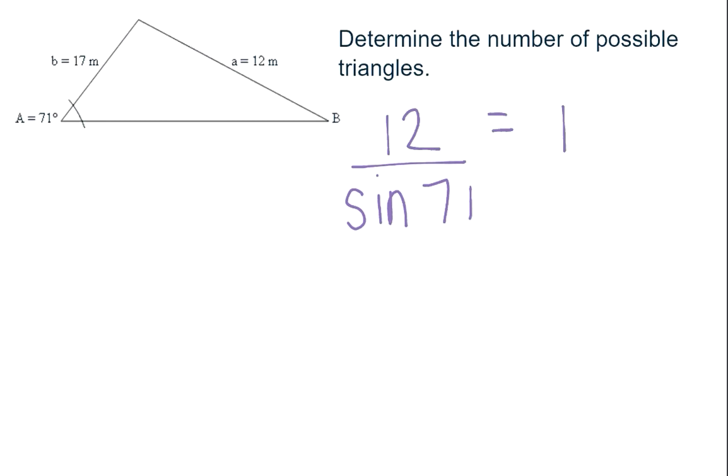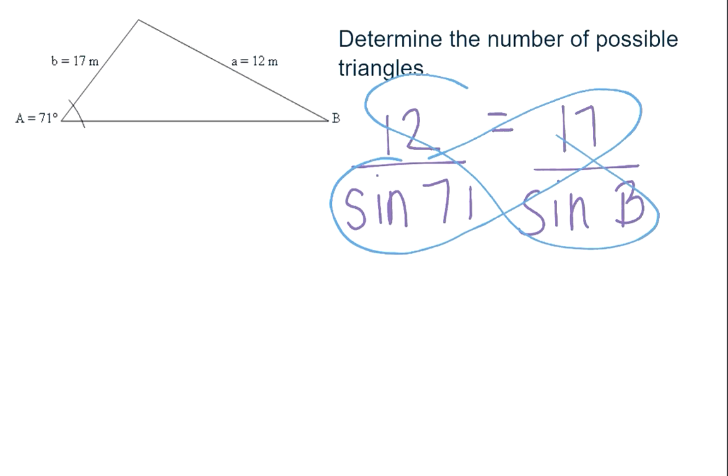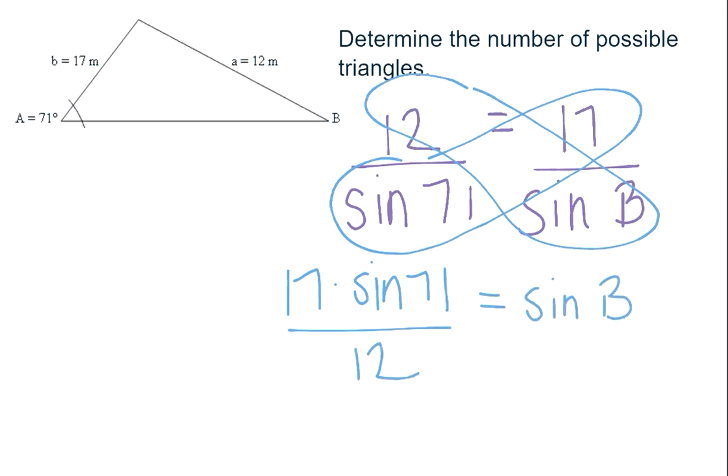And I also know side B, but I don't know angle B, so I set it up like this. So I go ahead, I cross multiply and solve the way I normally do with the law of sines. So I should end up putting into my calculator 17 times sine 71 over 12, and that will give me whatever sine B is equal to. This gives me approximately 1.33.